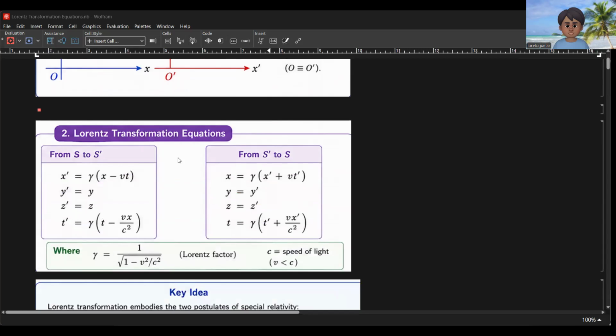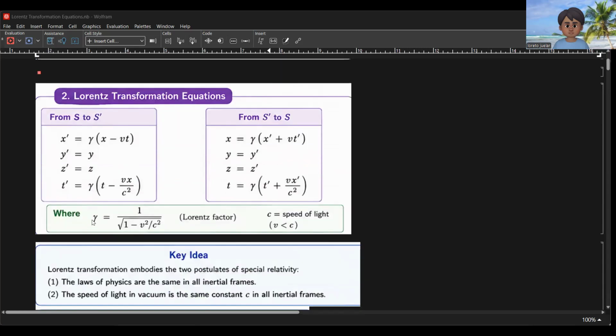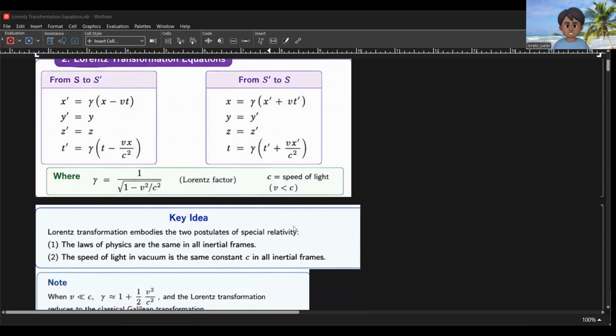So we have the Lorentz transformation equations, x prime here. From S to S prime, we have these equations. From S prime to S, we have these equations. Where gamma here is equal to 1 over the square root of 1 minus v squared over c squared. C here is the speed of light. This is constant, for v less than c.